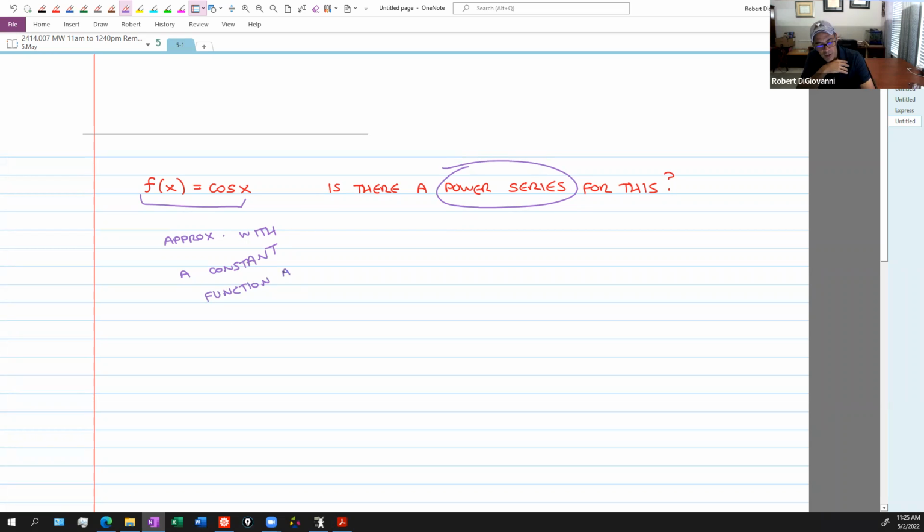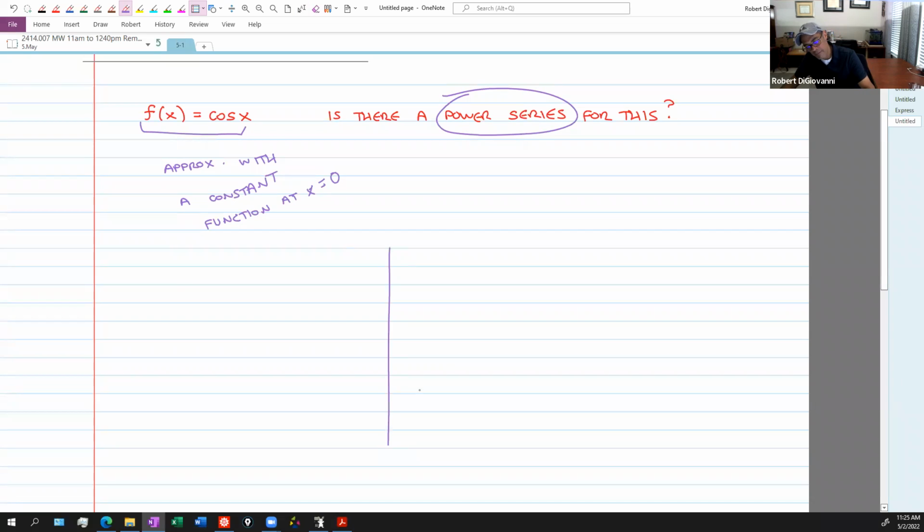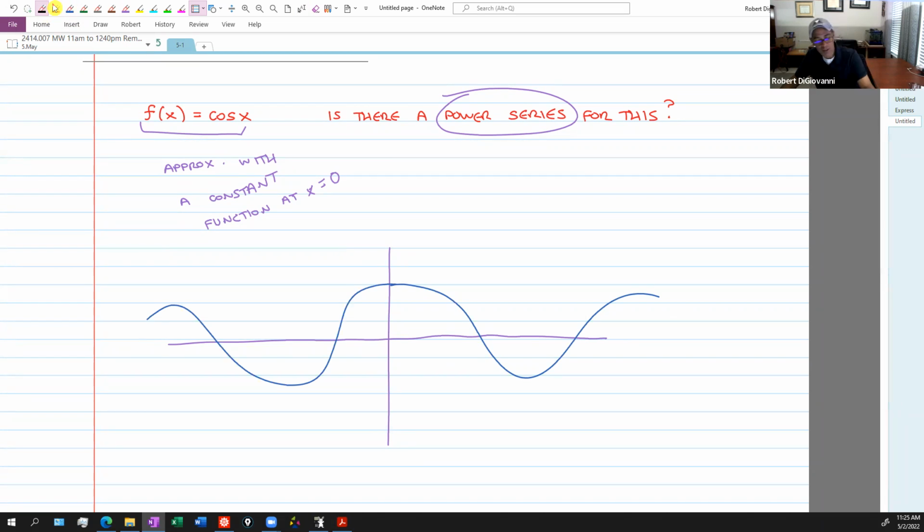And let's look at the value x equals zero. So we all know what cosine looks like, right? Looks like this. And right now, I just want us to focus all of our attention at what's happening at zero, right? At zero, we know the value of cosine is one. Do we agree? Cosine of zero is one.